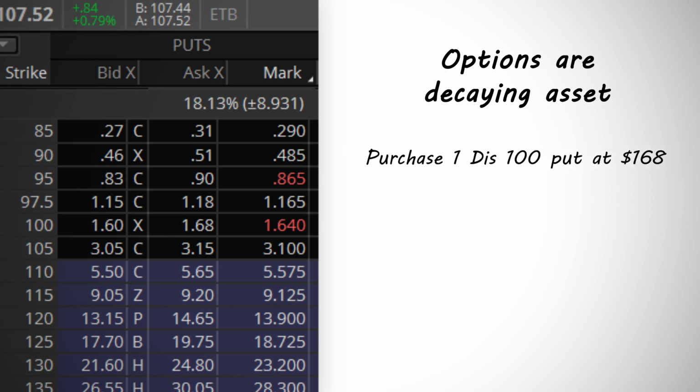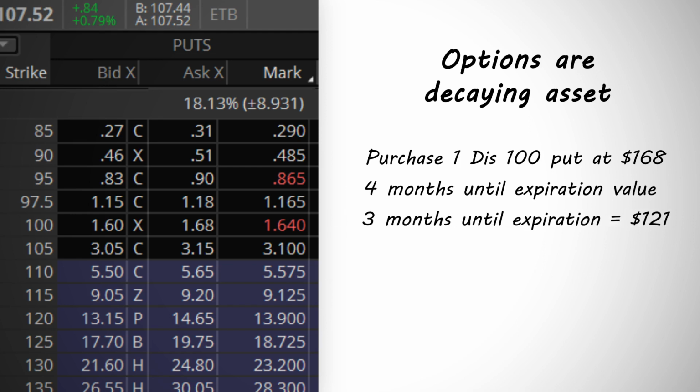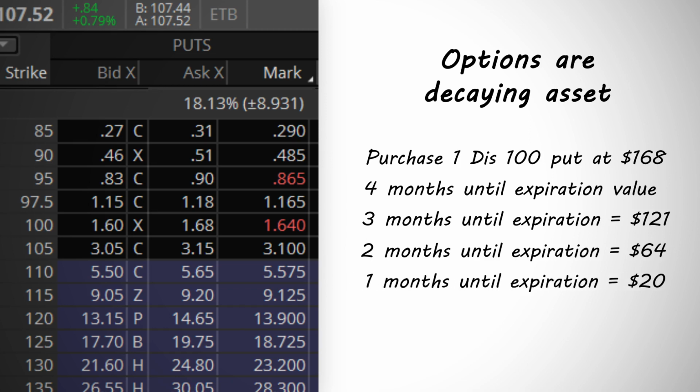For example, if we purchased one Disney September 100 put for $168, and the stock just stayed right where it was, trading sideways over the next 4 months, that put would start to decay away. With 4 months to expiration and the stock trading at 107, that put is worth $168. However, next month, with the stock in the same place, that put is only going to be worth $121. In July, with the stock still trading at 107, the value will fall to only $64. In August, only $20, and in September it will be worth nothing.